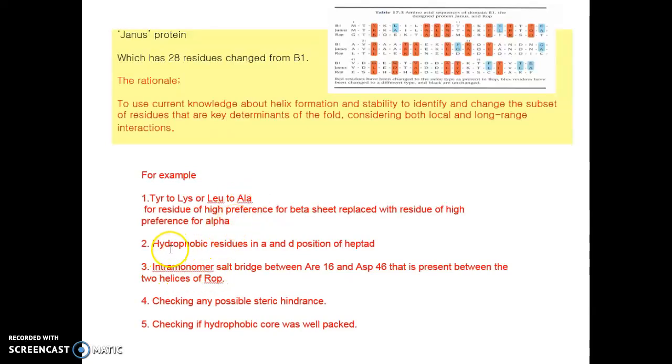Also, Rop has a coiled-coil structure, so hydrophobic residues in the a and d positions of the heptad were introduced. Third, an intramonomer salt bridge between arginine 16 and aspartic acid 46, which is present between the two helices of Rop, was introduced. Fourth, they checked for any possible steric hindrance. Fifth, they checked if the hydrophobic core was well packed.